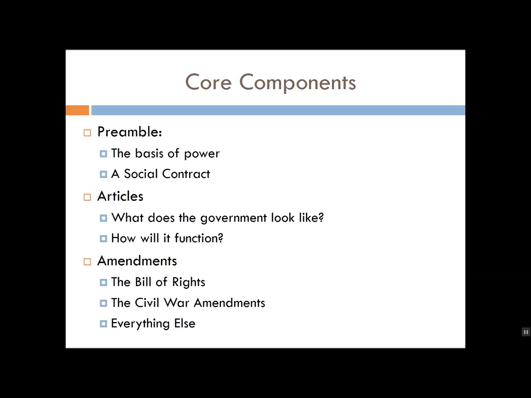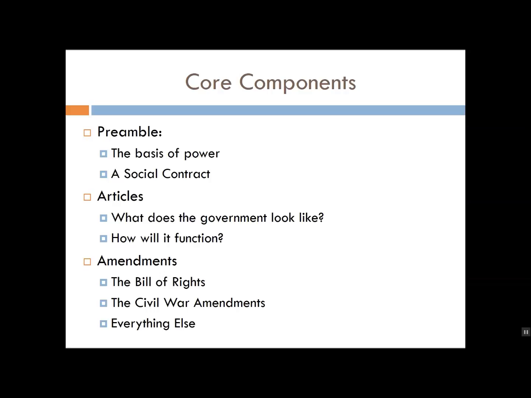First, we've got the opening paragraph of the Constitution. You probably know the language. We, the people of the United States, in order to form a more perfect union, establish justice, ensure domestic tranquility, provide for the common defense, promote the general welfare, and secure the blessings of liberty to ourselves and our posterity, do ordain and establish the Constitution of the United States of America.